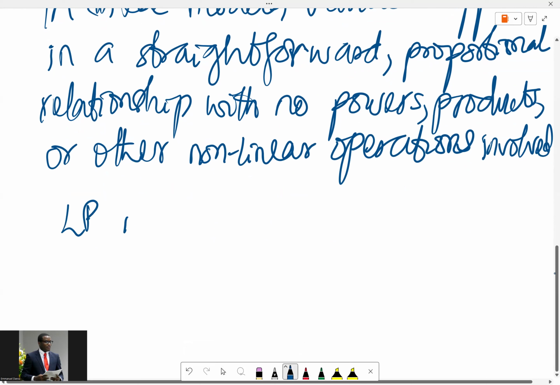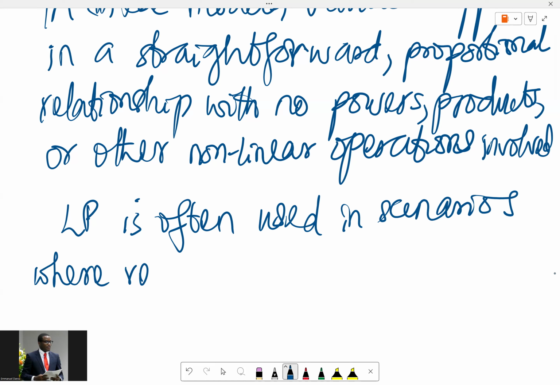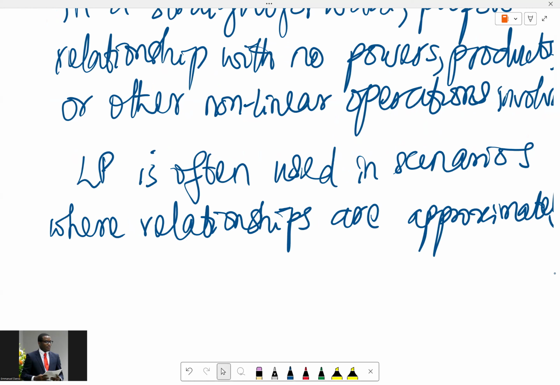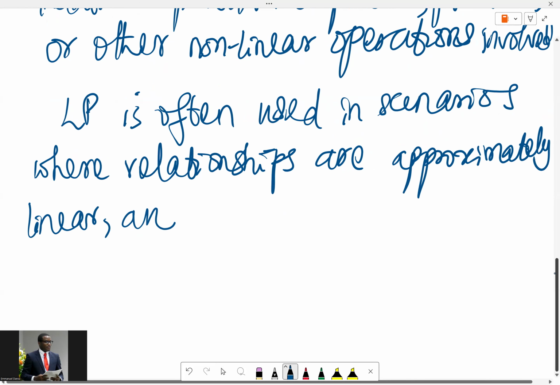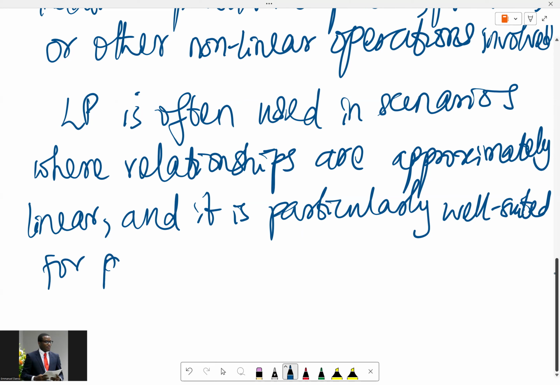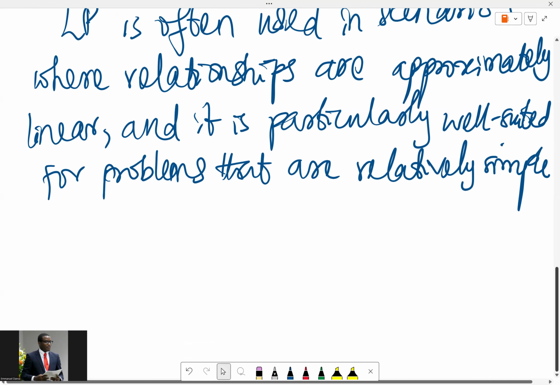Okay. So linear programming is often used in scenarios where relationships are approximately linear, and it is particularly well suited for problems that are relatively simple to analyze and solve.